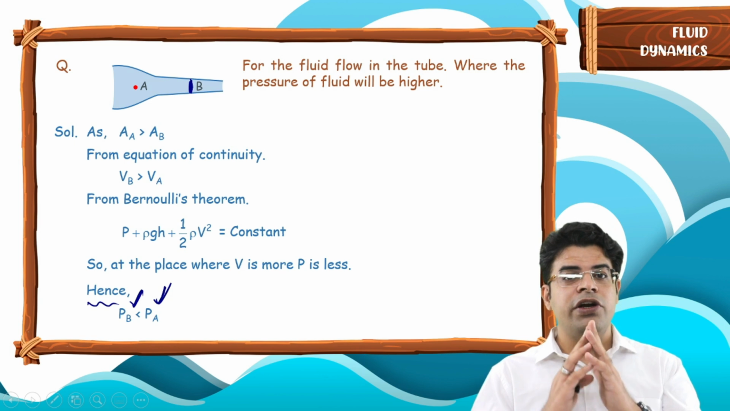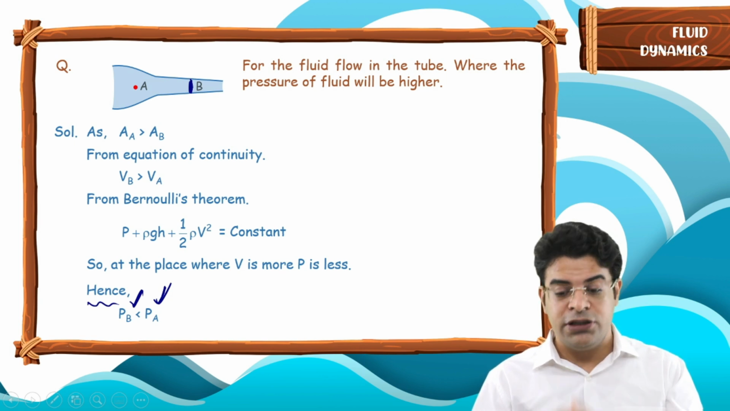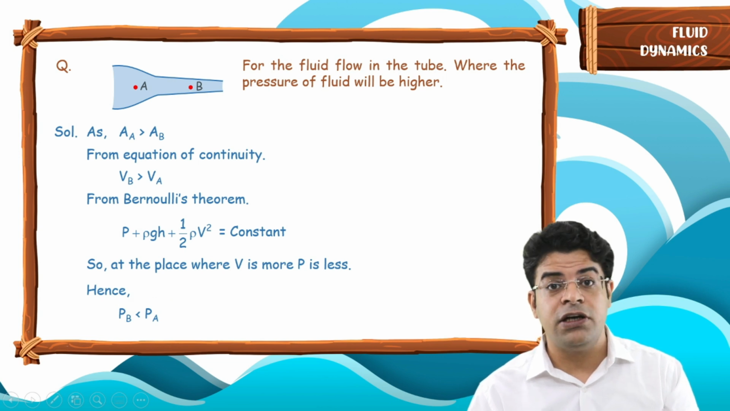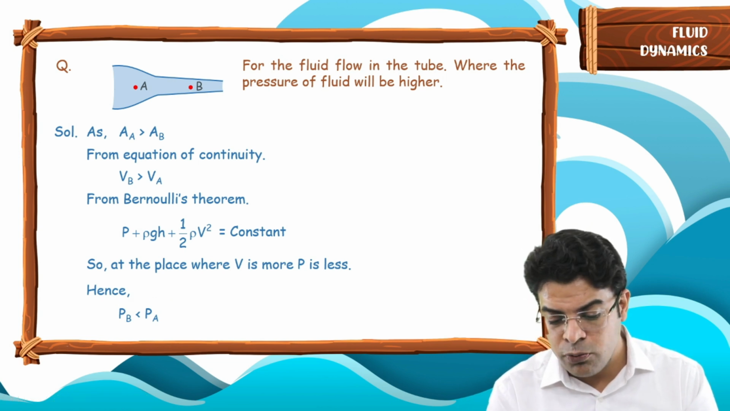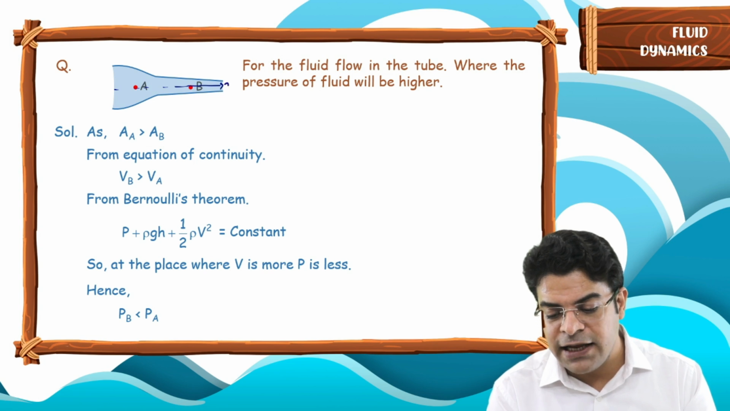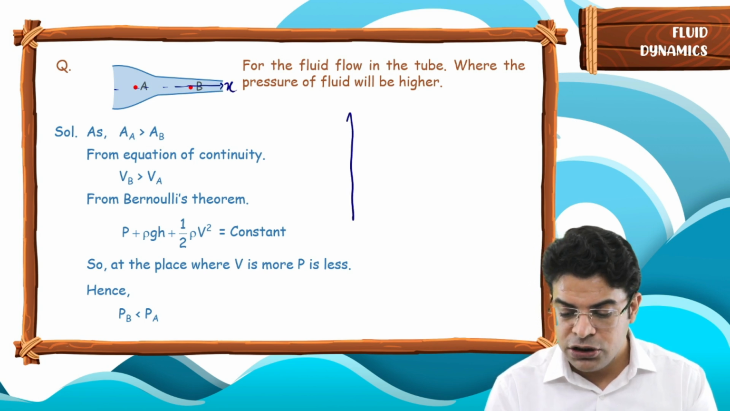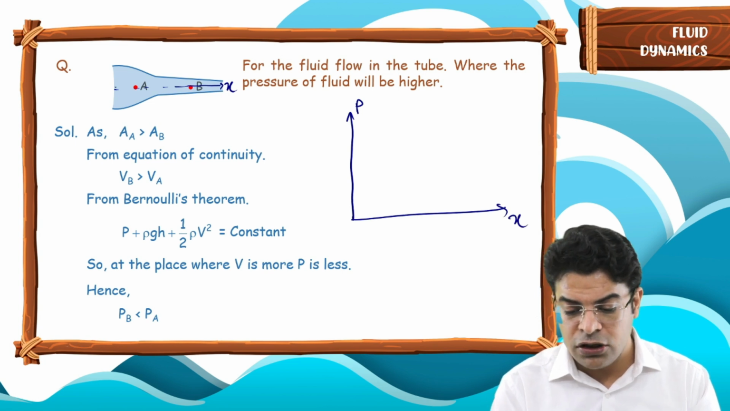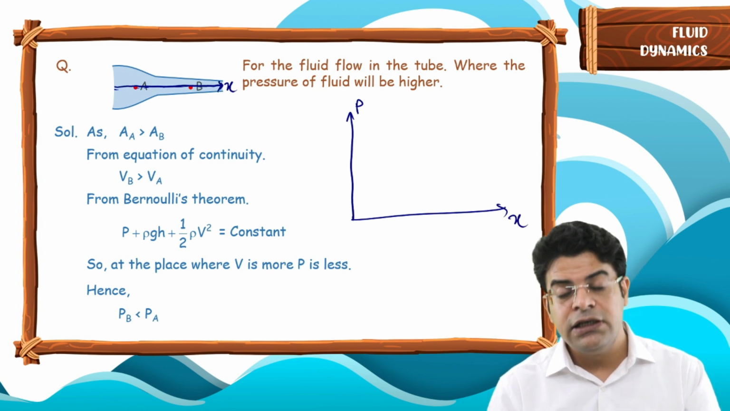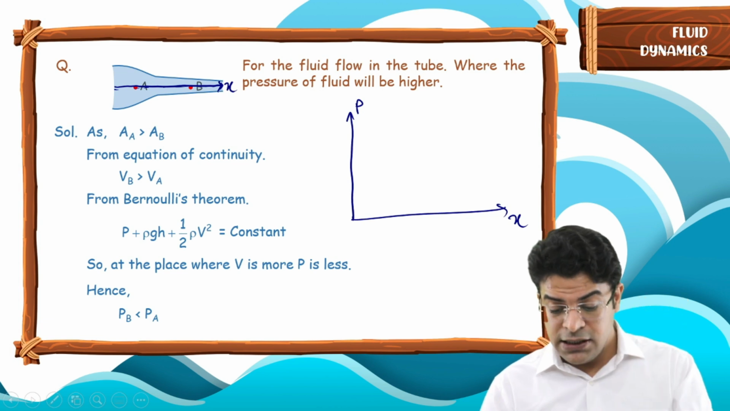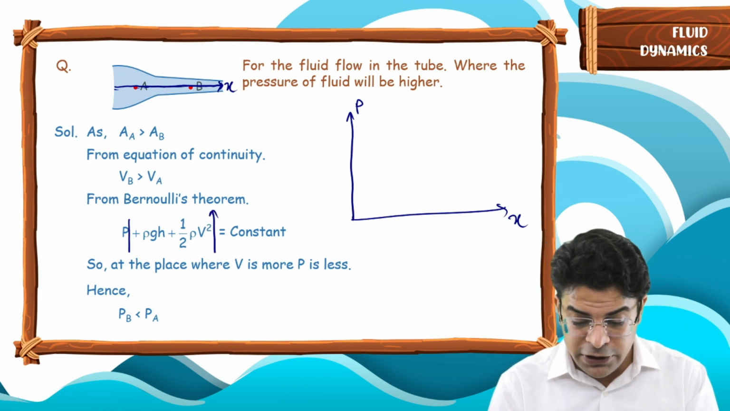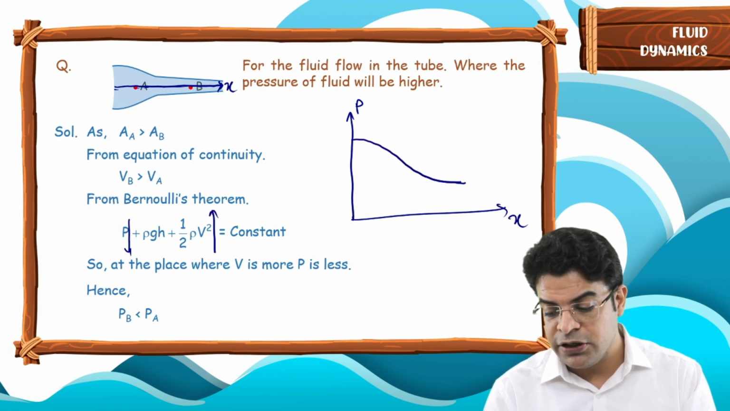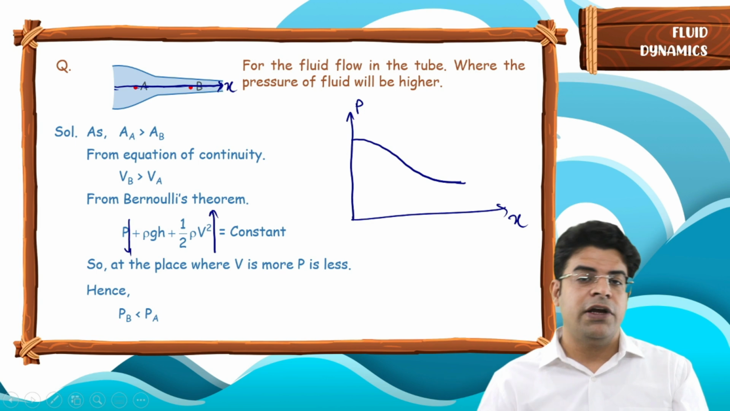And now we are going to look at many applications because of this particular effect, where the velocity is more, there the pressure will be less. They might ask you, moving along the x direction, how does the pressure change? So if they ask you the pressure versus distance diagram, as the cross-sectional area keeps on decreasing, the velocity keeps on increasing. As the velocity keeps on increasing, the pressure keeps on decreasing. So when we plot the graph, the pressure keeps on decreasing. So keep this type of graph in your mind.